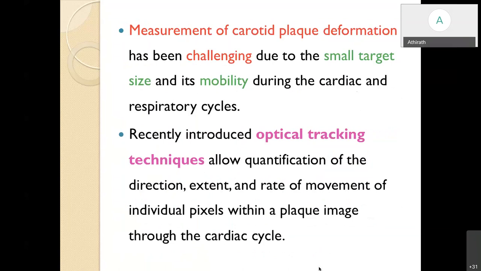Measurement of carotid plaque deformation has been challenging because of the small target size and the plaque mobility noted during cardiac and respiratory cycles. Therefore, there's a new imaging technique, the optical tracking technique, which allows quantification of the direction, extent, and rate of movement of the individual pixels within a plaque image throughout the cardiac cycle.